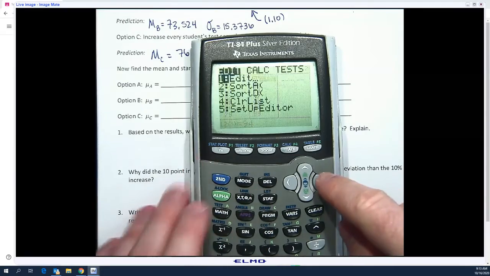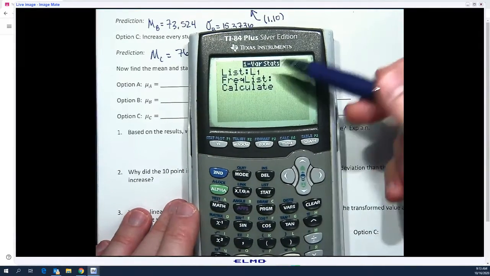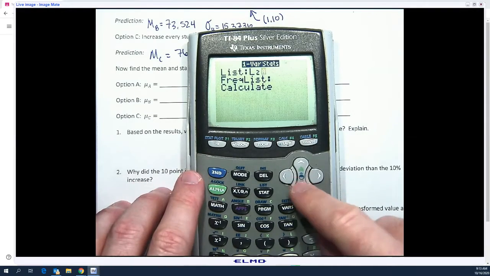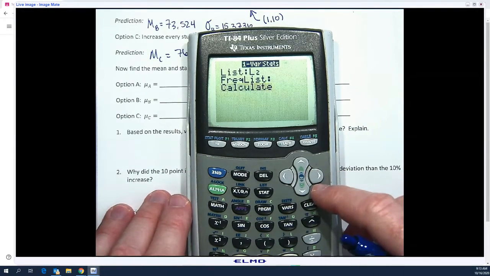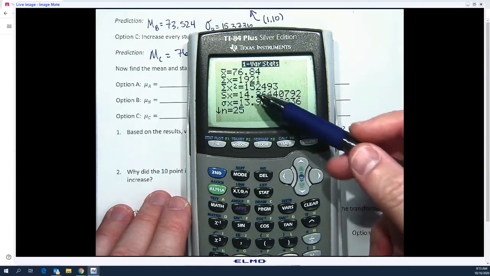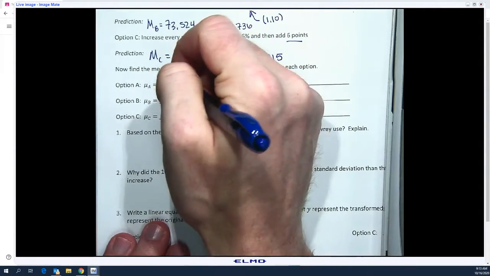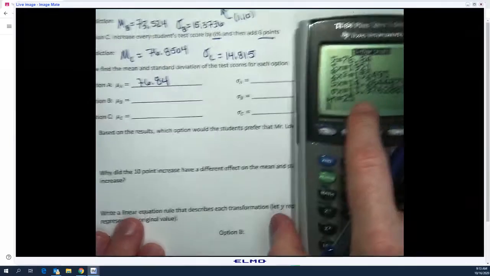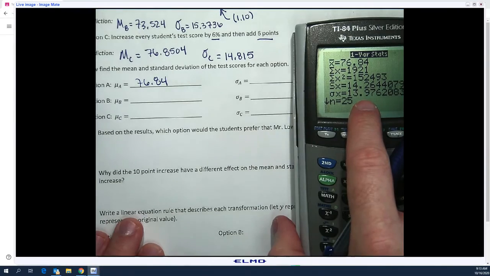And if you go to Stat, Calculate, 1-Var Stats, change that to an L2, because you're looking at the second list, we should, as a result of this, get what our prediction was. And so I see a 76.84, which is what we got before, 76.84. And our standard deviation does stay the same at 13.976.